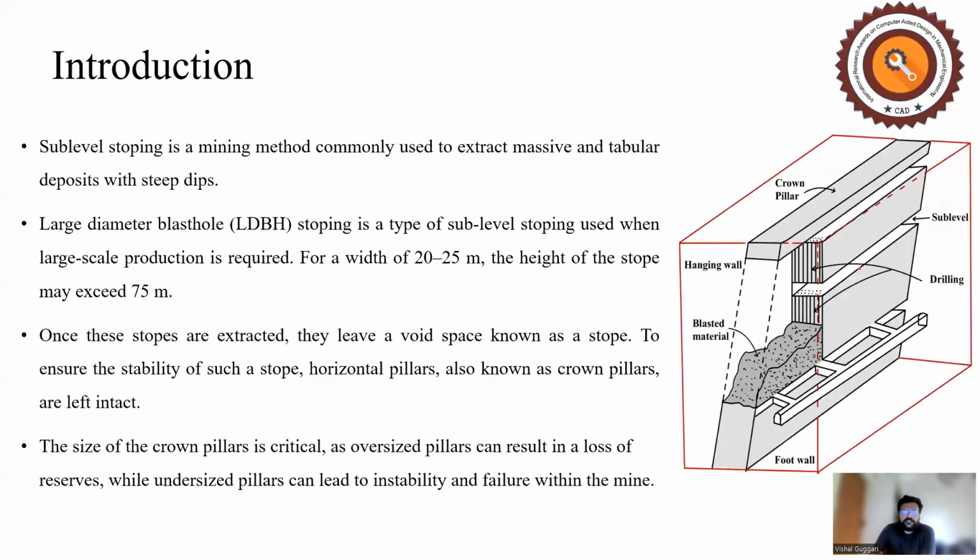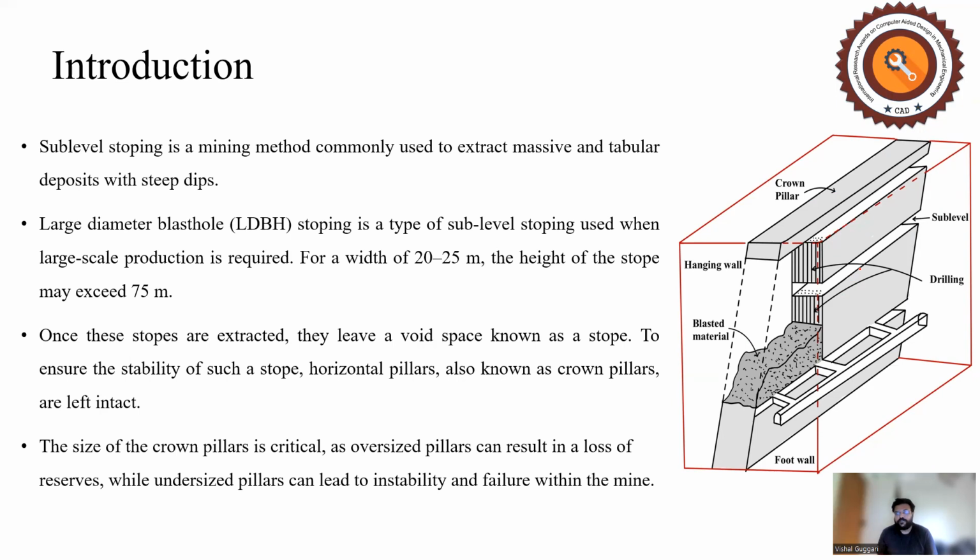Before starting, let's understand what mining is. Mining is the extraction of minerals from the earth safely and economically. In mining, we have two major classifications: underground mining and open cast mining. Again, in underground mining, we have two major classifications: underground coal mining and underground metal mining. My research comes under underground metal mining.